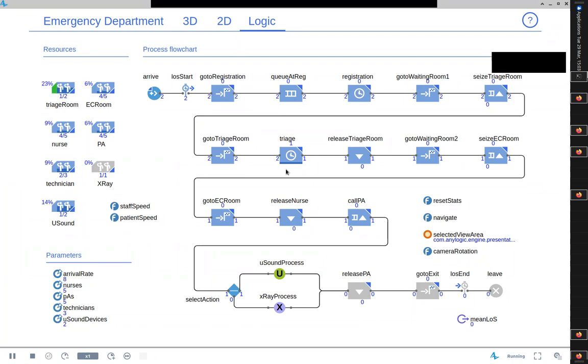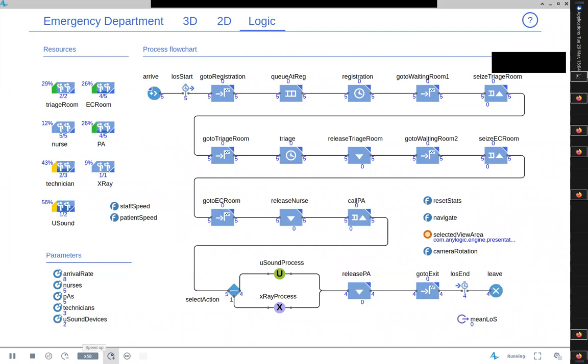In this case, almost linear in a layout sense, in a sense of one thing leading to the next. But we have an ultrasound process and an X-ray process that has some branches. These are the building blocks, and we're going to describe these building blocks. Some involve queues, that's that little icon here. Some involve sending people to certain places, like the triage room or the emergency care room. Some involve waiting, say for a registration process to be completed.